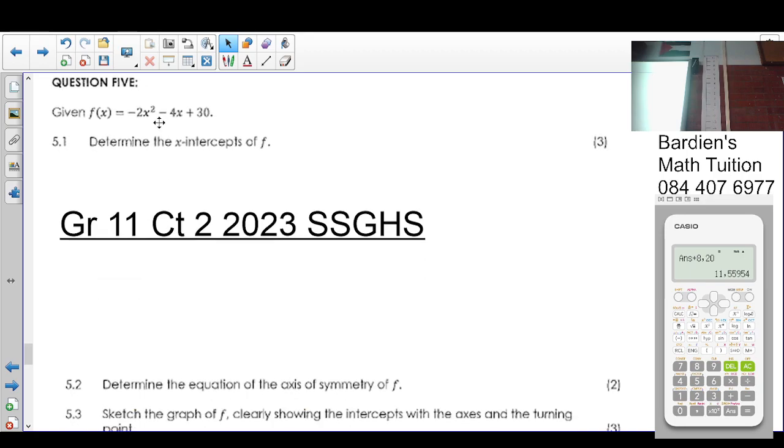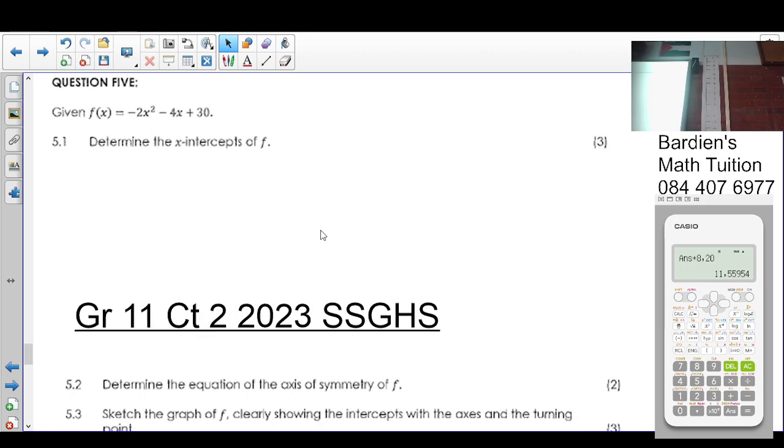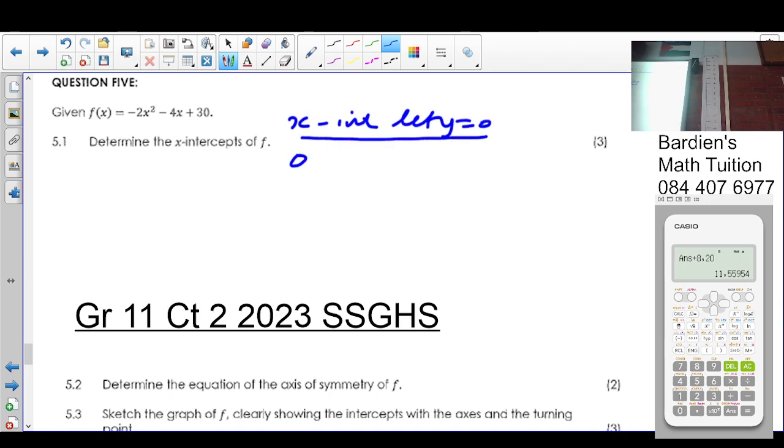Right, so we are given f of x equal to negative 2x squared minus 4x plus 30. Determine the x-intercepts. People, how do you calculate x-intercept? We need y equal to 0. So 0 is equal to negative 2x squared minus 4x plus 30. Okay? So I divide by negative 2. So 0 is equal to x squared plus 2x minus 50.